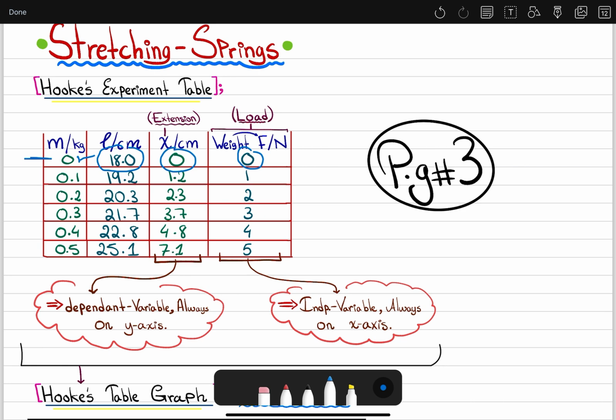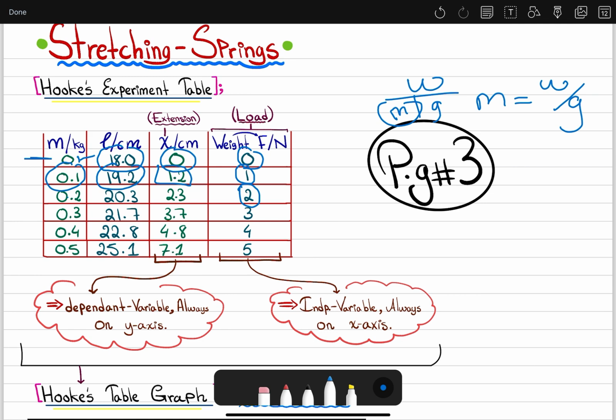After this, what happened? He increased the load to 1, okay? So weight is equal to mg. M is equal to weight over g, okay? So he increased the load to 1. The mass became 0.1 because weight is 1 divided by g, mass is 0.1, okay? The length increased to 19.2. So what is the extension? 19.2 minus 18.0, 1.2.